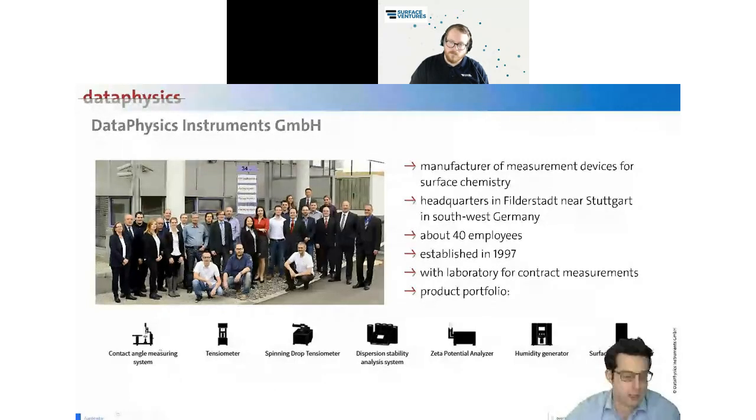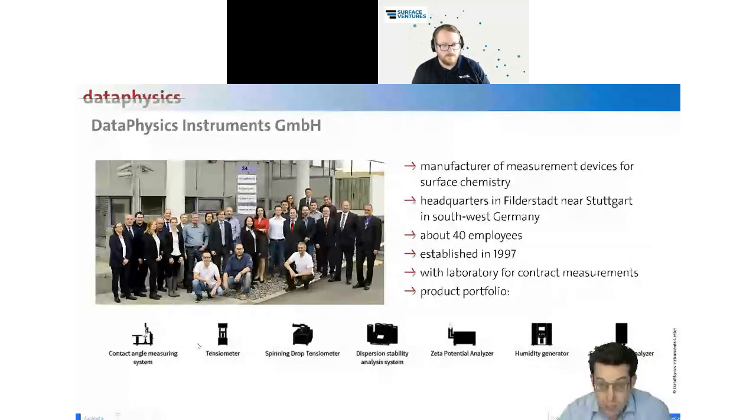So as we have shown you just now, there are optical contour analysis systems on the very left side. There are force tensiometers here in the second position. And in addition to this, we are making spinning drop tensiometers for measuring very, very low interface tensions. We are making dispersion stability analysis systems. We are making zeta potential analyzers, humidifiers, and also surface profile analyzers. But today we focus on the two devices on the left side, and mainly we will talk about force tensiometry.